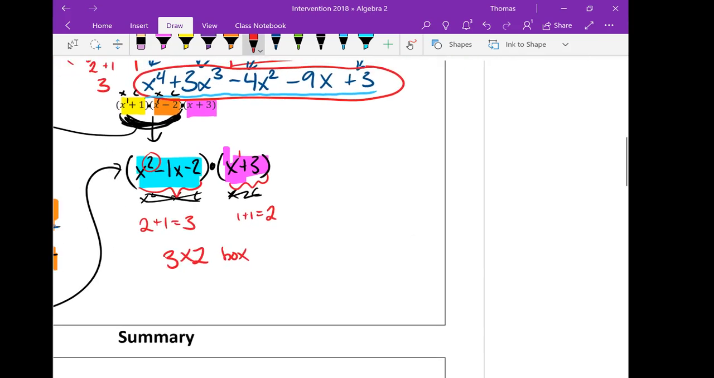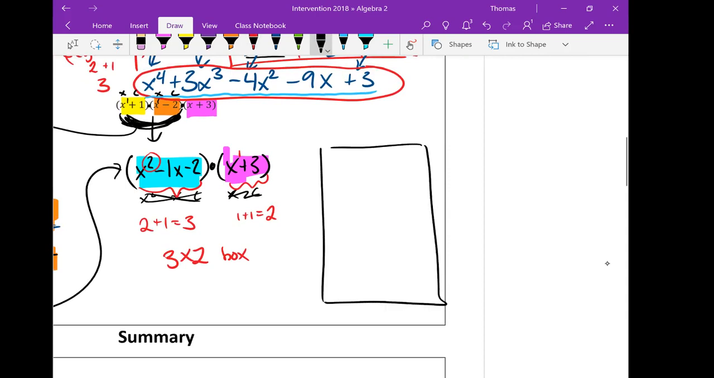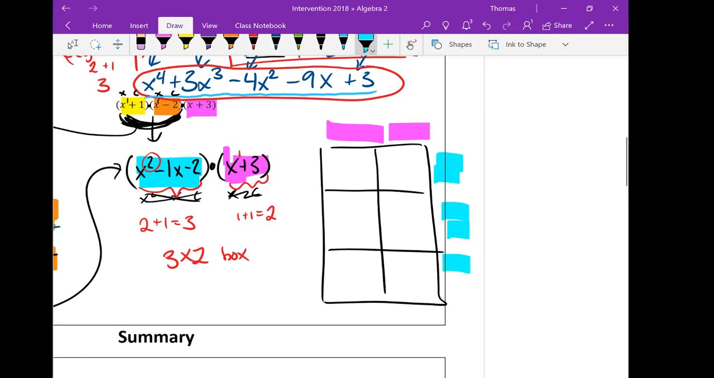Let's make it over here. I'm going to make it upright like this time. My 2 terms have to go on top, so I'm going to put pink up there. And then my blue I'll put on the side. X plus 3, x squared, negative 1x, and negative 2.